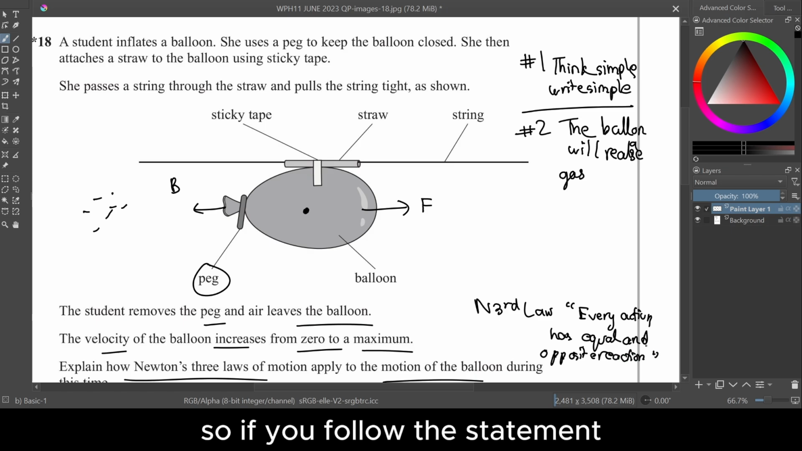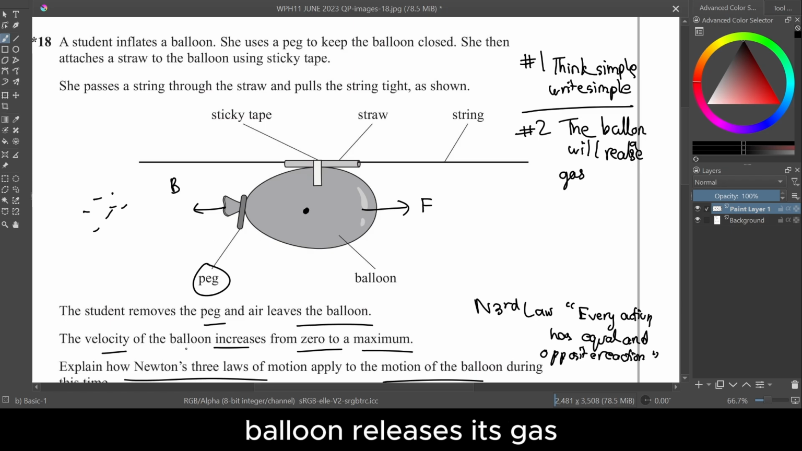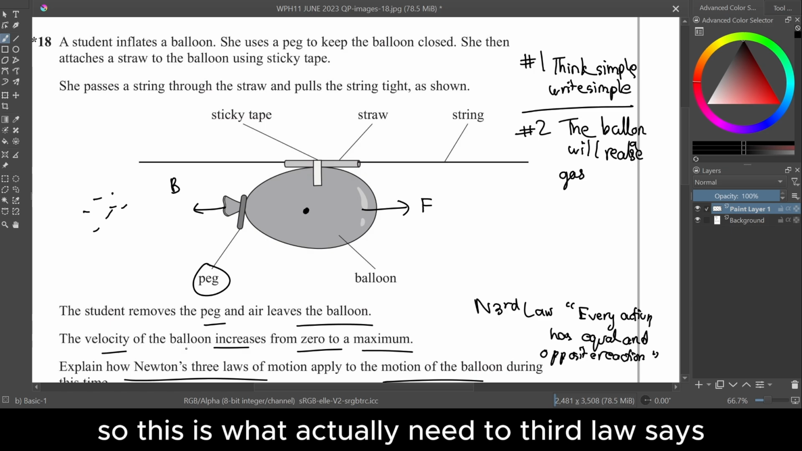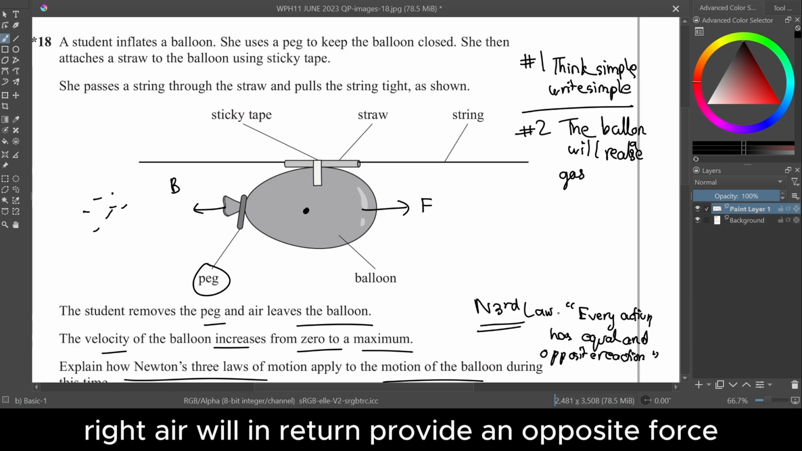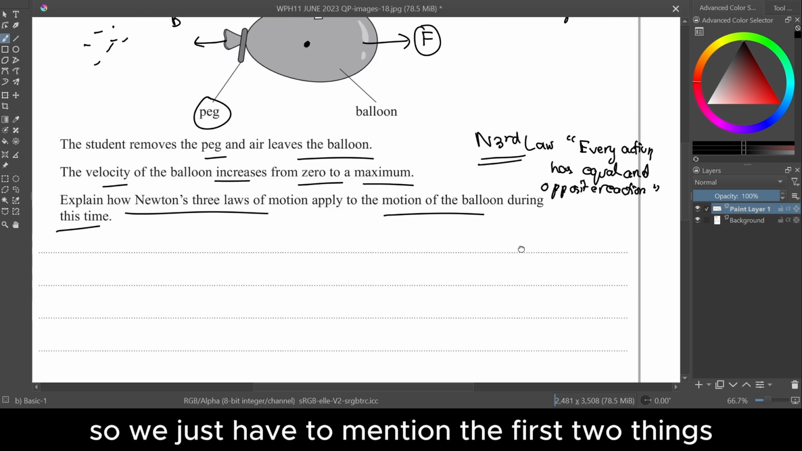So if we follow the statement, that means that if the peg is removed, the balloon releases its gas and provides a force to the air. Air in return will provide the force back to the balloon, right? So this is what Newton's third law says. Air will in return provide an opposite force, in other words a forward force, to the balloon. So we just have to mention the first two things.